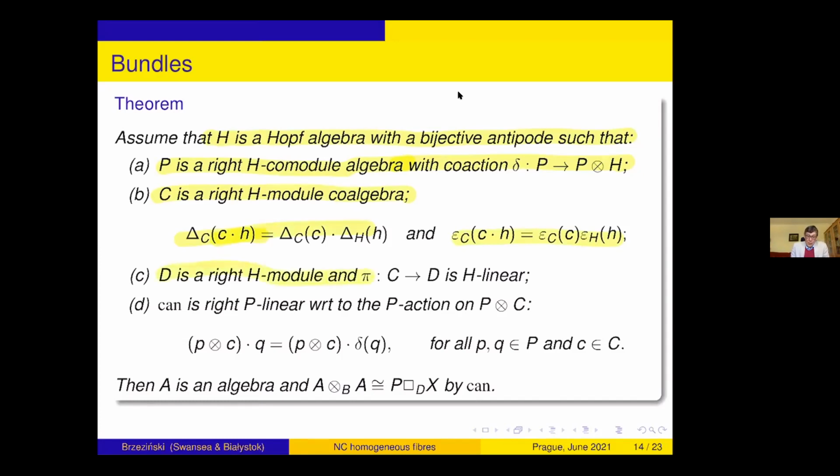D is a right H module, and pi is H linear. So I have this Hopf algebra which somehow acts on everything or coacts on whatever is in the picture. And the canonical map is right P linear with respect to the P action on P tensor C. And if these conditions are satisfied, then this right P action of P on P tensor C is provided by the entwining.